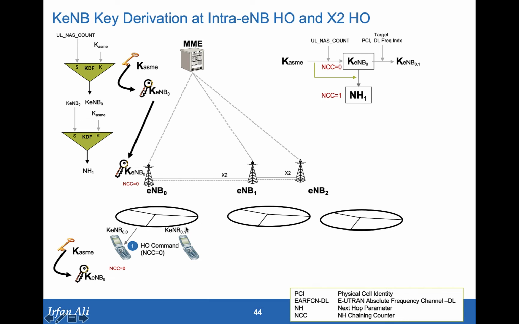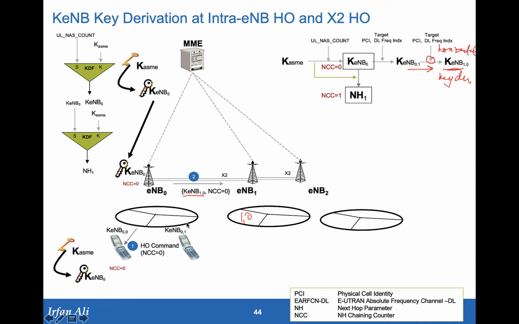And then while the mobile is in sector 01, the mobile needs to be moved to sector 10 in the next base station. Based on radio measurements, eNodeB0 sends a handover request command to eNodeB2 using the X2 interface, where it computes the key that should be used in sector 10 based on another horizontal derivation, where the key KeNB01, the physical cell identity and the downlink frequency index of the target are taken into account, and KeNB10 is computed. So this is another horizontal key derivation that is happening.